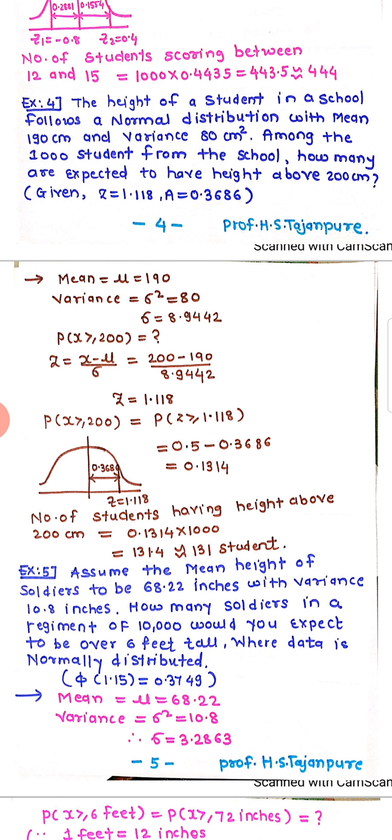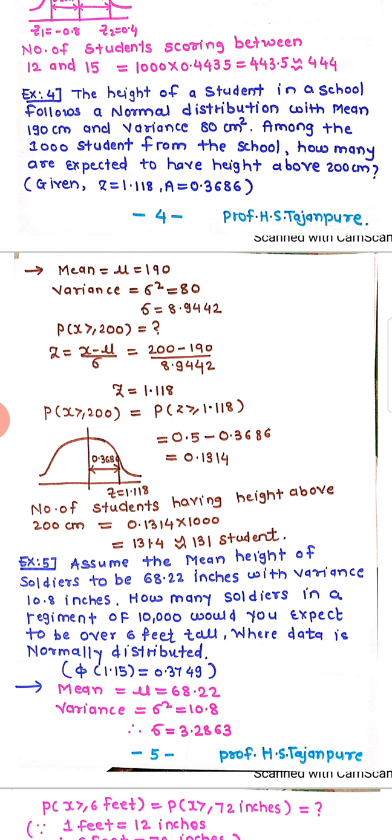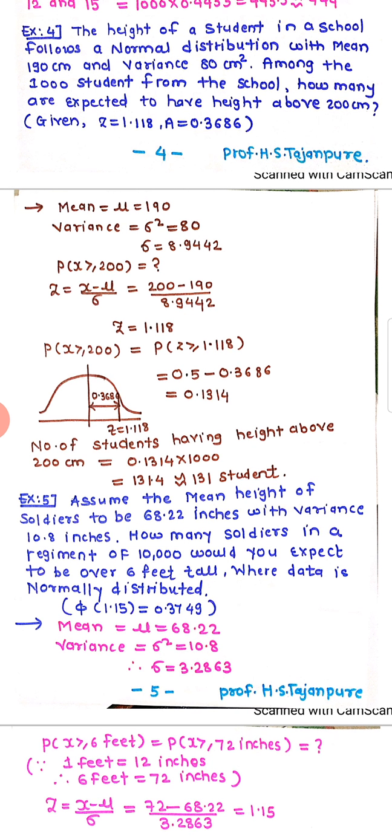So for this value of x, we'll find z. So z is equal to x minus mu upon sigma, and it is equal to 200 minus 190 upon 8.9442, and it is equal to 1.118. Means the probability of x greater or equal to 200 is nothing but the probability of z greater or equal to 1.118. Means we have to find out here the area which lies above 1.118.